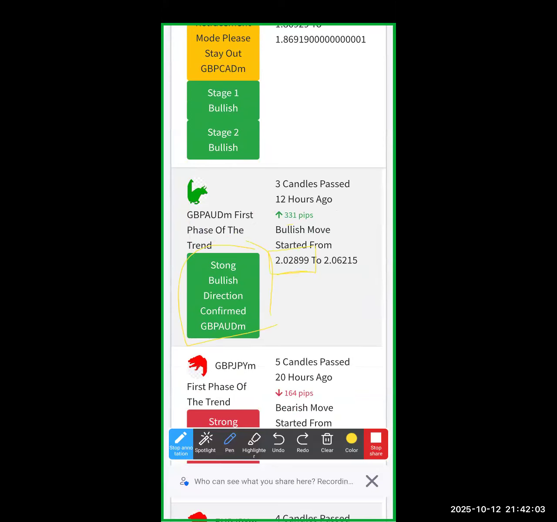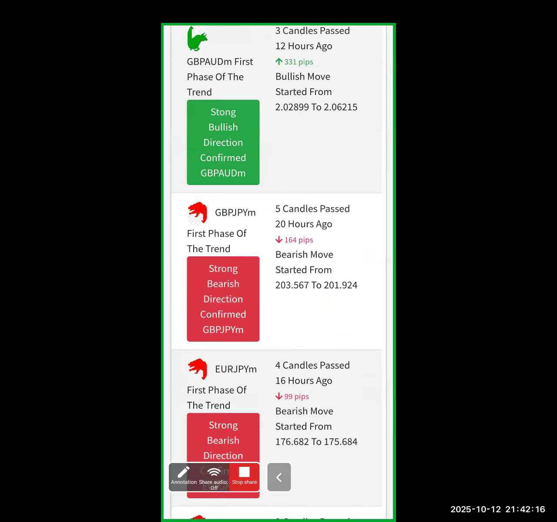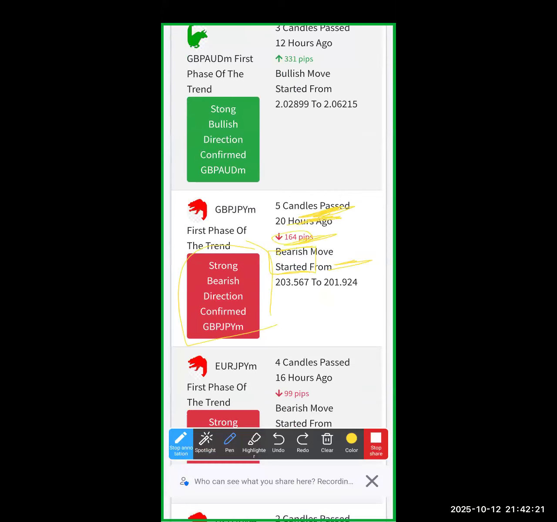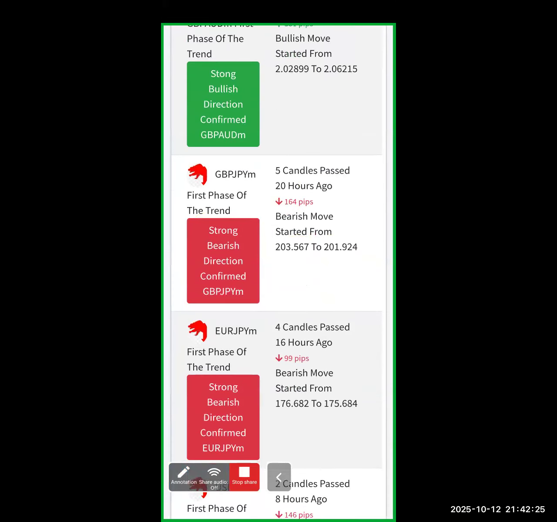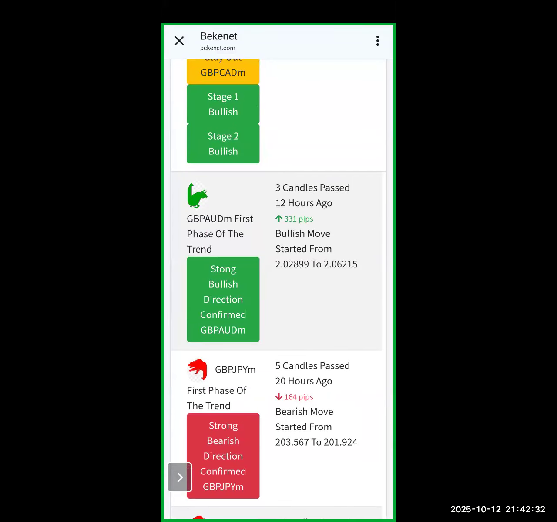If you calculate this, it did over 300 pips because of Trump's news and all that. Look at it, 301 pips, and this is where it stopped. You'll be able to know the number of pips and where the price started shooting out from. GBP JPY did about 160 pips. So the trend direction is very simple. All you need to do is look for the one that is showing strong bearish direction, or the one that is showing strong bullish direction. That's how you know the direction of the market.